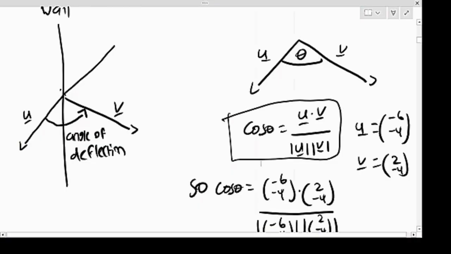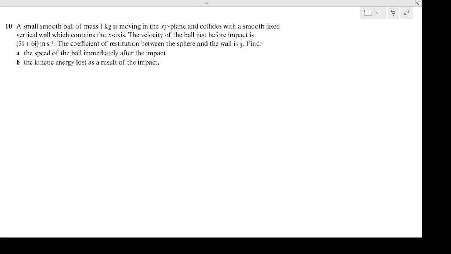Okay. Now we've got this question here. So here we're told a small smooth ball of mass 1 is moving in the xy plane and collides with a smooth fixed vertical wall which contains the x-axis. The velocity of the ball before the impact is 3i and 6j. Coefficient of restitution is a third. And firstly, we need to find the speed of the ball after the impact. Notice it says speed, not velocity. But we'll come to that.